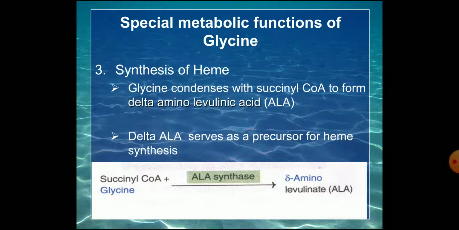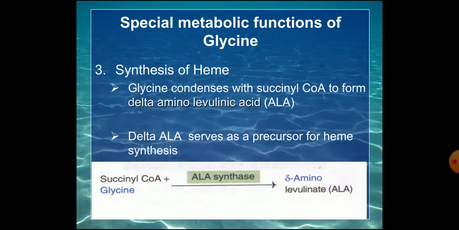Now the next important product formed from glycine is heme. Glycine condenses with succinyl coenzyme A to form delta aminolevulinic acid. That is the first step and the rate limiting step in heme synthesis. So if glycine is not there, this first step cannot be performed and heme synthesis will be affected. So glycine is required for the synthesis of heme.